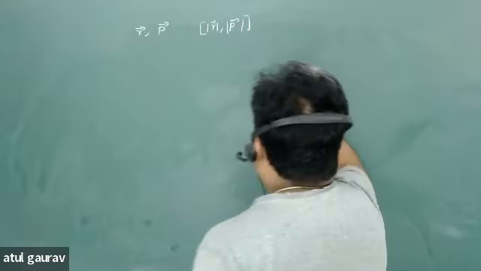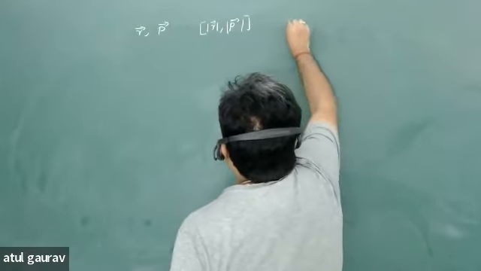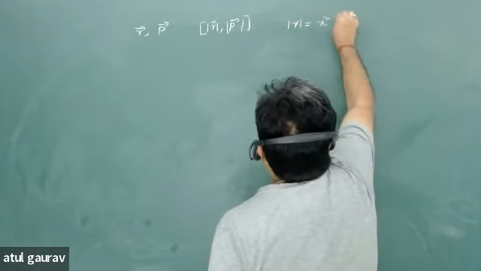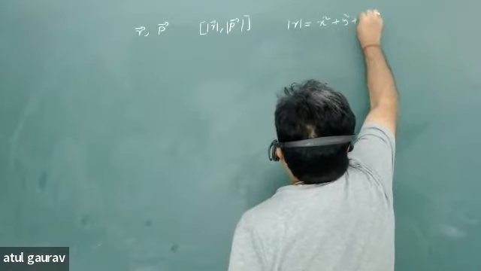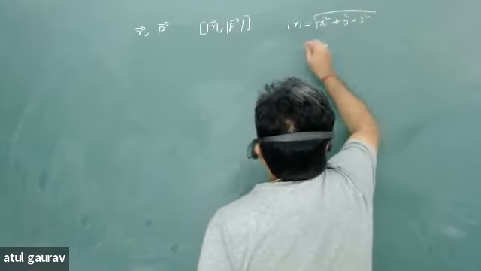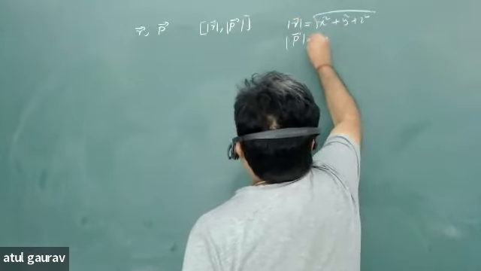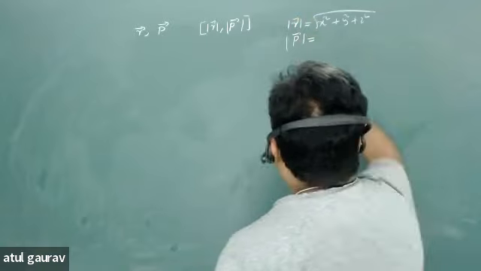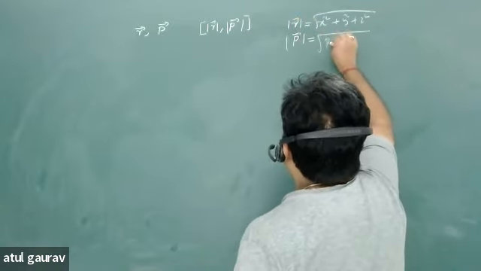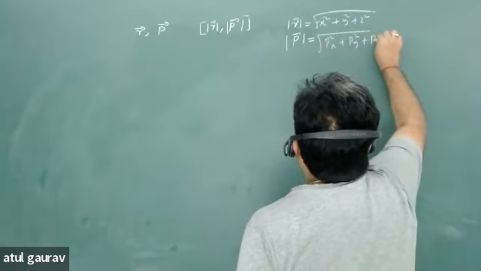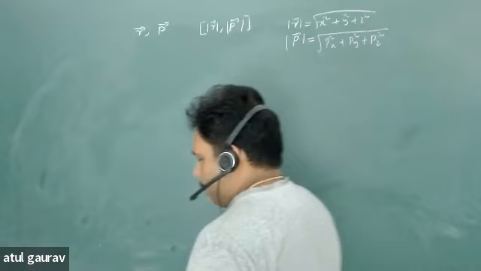Obviously R is the position vector, so mod R is nothing but the square root of X squared plus Y squared plus Z squared. And what will be mod P? We can write it in the Cartesian coordinate system. Mod P is the conjugate variable, so this is nothing but the square root of Px squared plus Py squared plus Pz squared. Okay, everyone is comfortable?